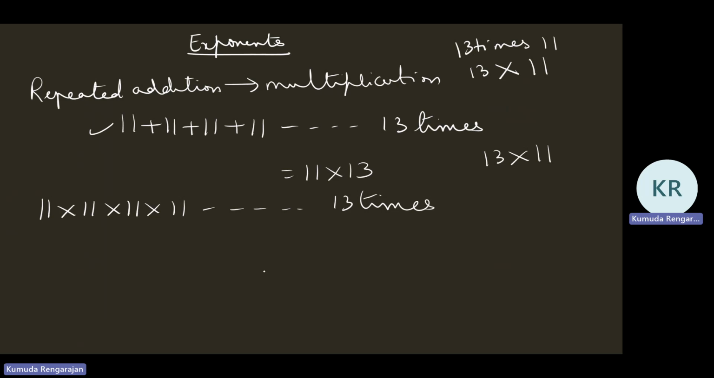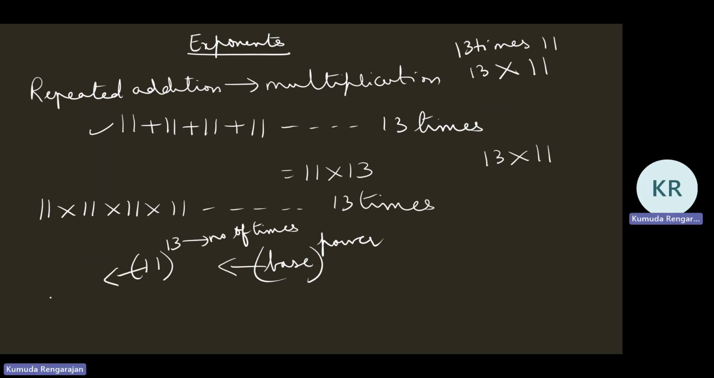So in exponents, we have two components called the base and the power. The base represents what is repeated. 11 is repeated. And how many times it is repeated, that becomes the power. So the power is the number of times. And what is repeated becomes the base. Whatever is repeated becomes the base, and the number of times it's multiplied with itself becomes the power. So this is how we read it.